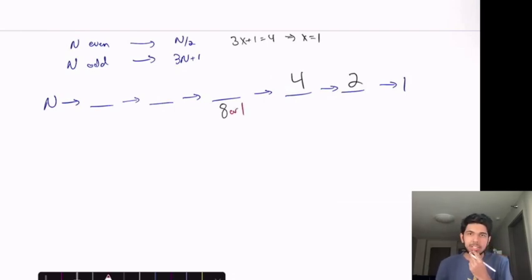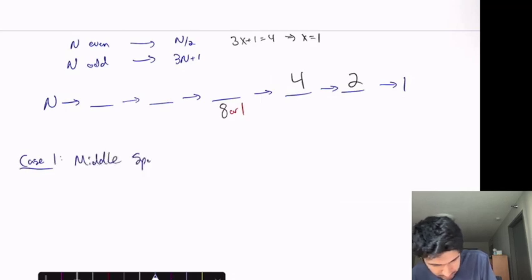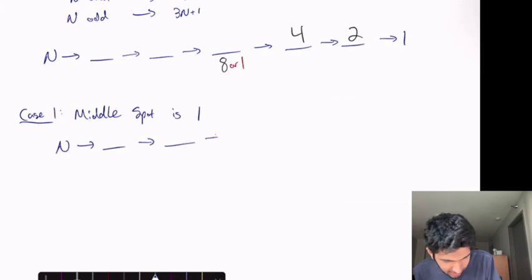Okay. So I guess we can't determine this slot necessarily if we don't know what comes right after it. So why don't we case on whether it's 8 or 1. Case 1 will be that the middle spot is 1. Then we're left with n arrow blank, and then the rest we've already determined.